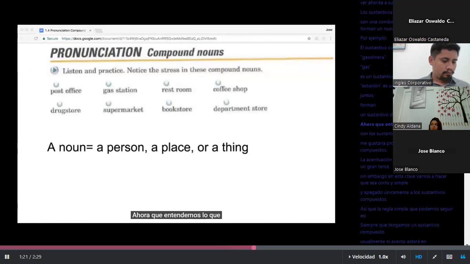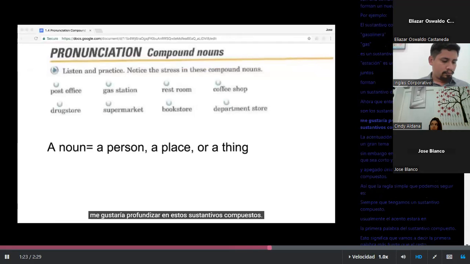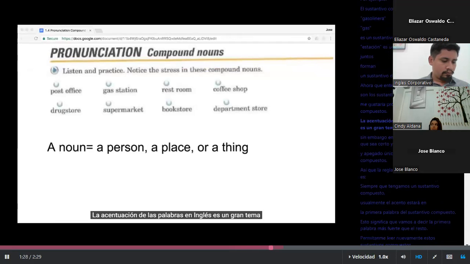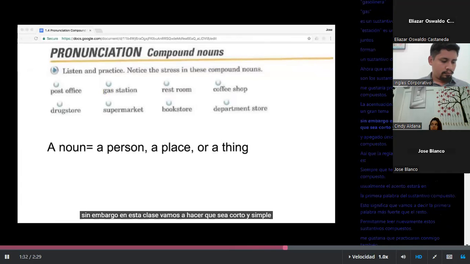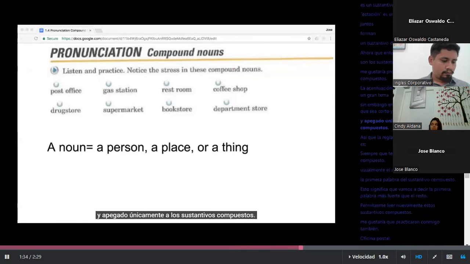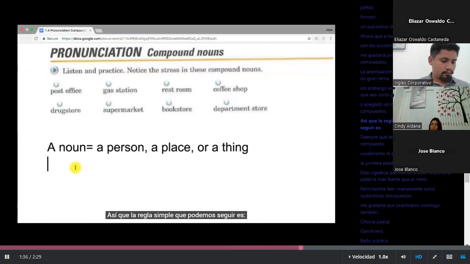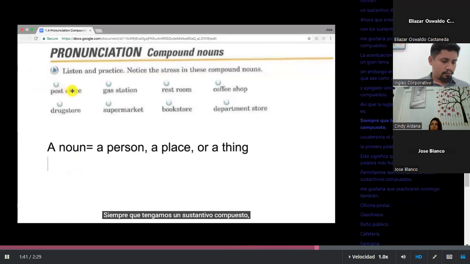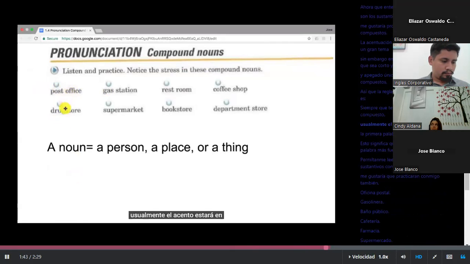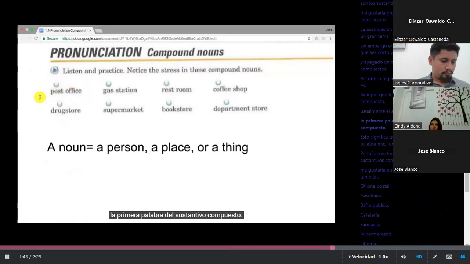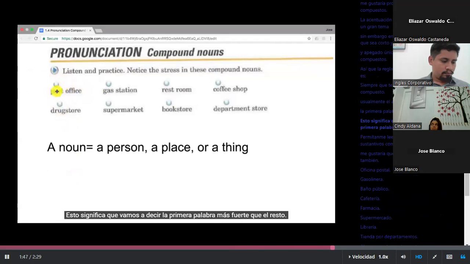Now that we understand what compound nouns are, I would like to dig into stressing these compound nouns. Stressing words in English is a big topic. However, in this class, we're going to make it short and simple and stick to compound nouns only. So the simple rule that we can follow is, whenever we have a compound noun, we usually stress the first word or the first noun. This means that we're going to say the first word louder than the rest.